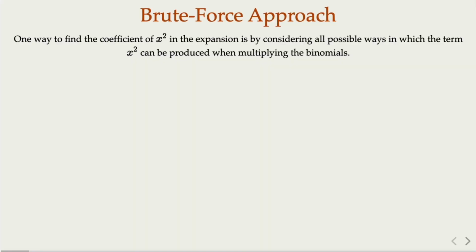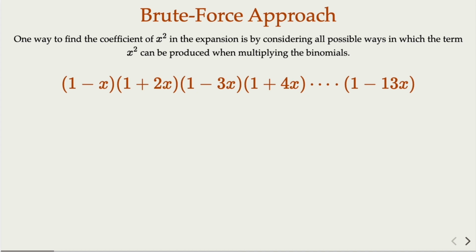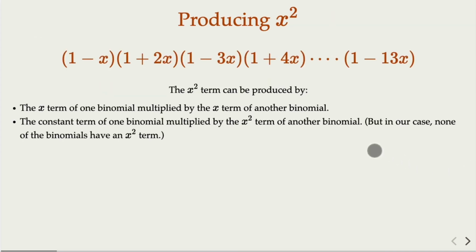Now the brute force approach is where we look at the expansion and consider all possible ways that can generate the x squared terms. So we have a bunch of binomials. How to get the x squared term? There are two possibilities. One is that the x term of one binomial multiplies by the x term of another one. For example, this along with 2x, negative 1x, 2x, that would produce negative 2x squared. You're going to consider all possible combinations.